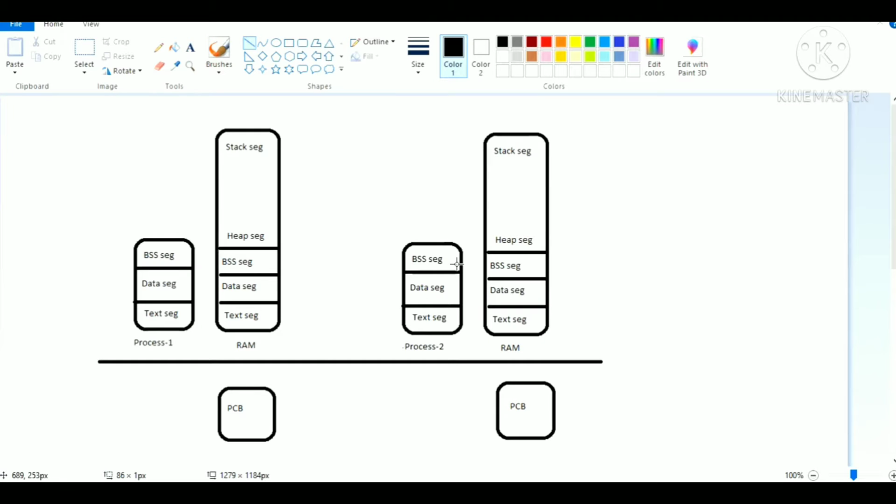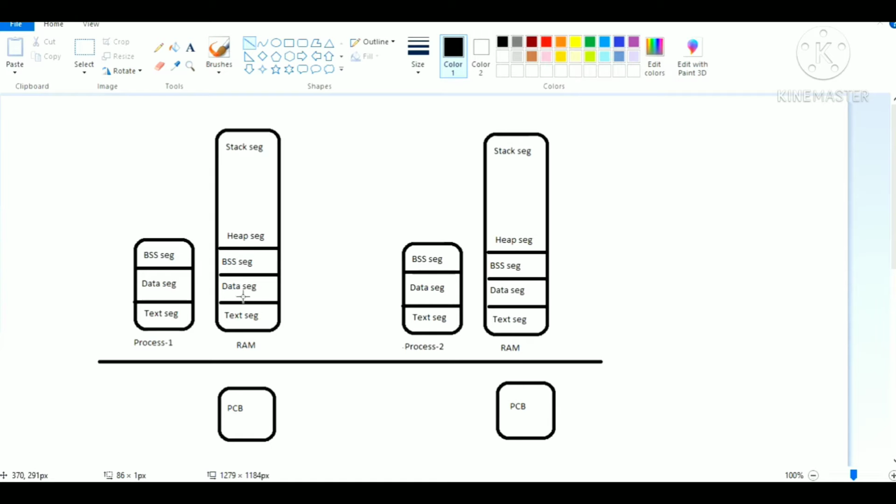Today I'm going to explain page fault. I have drawn on a diagram process 1 and process 2, whose corresponding PCB is in the kernel layer. That PCB contains the page table information.